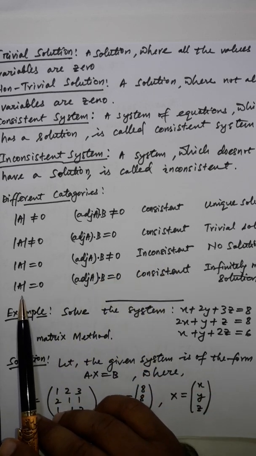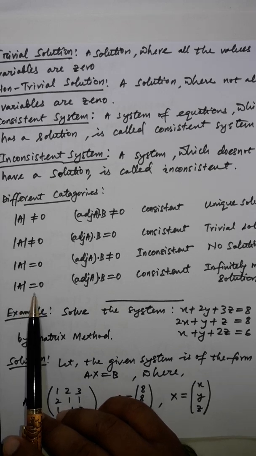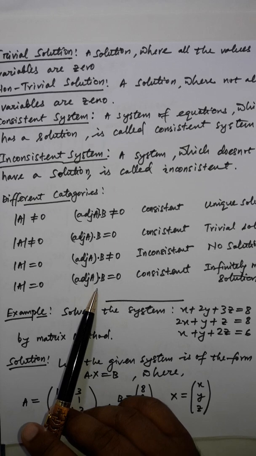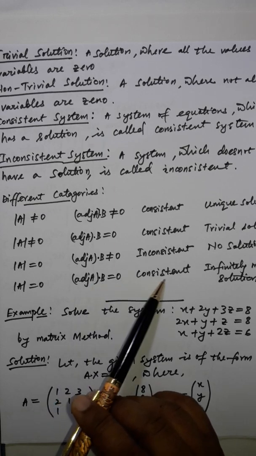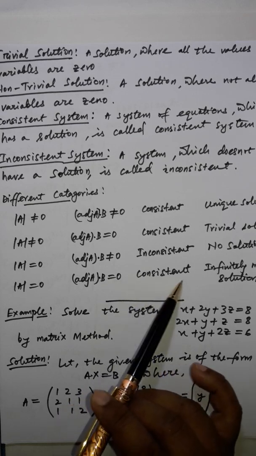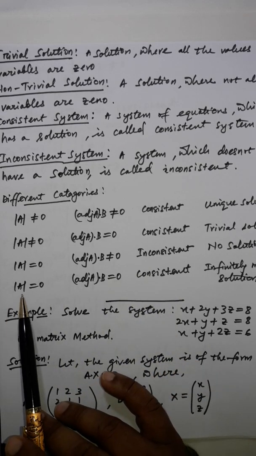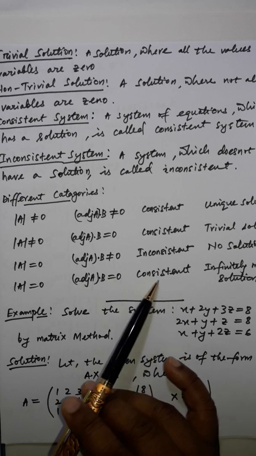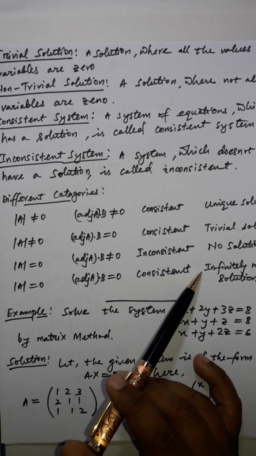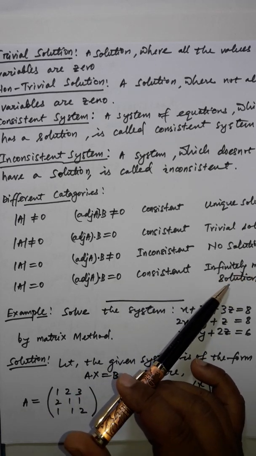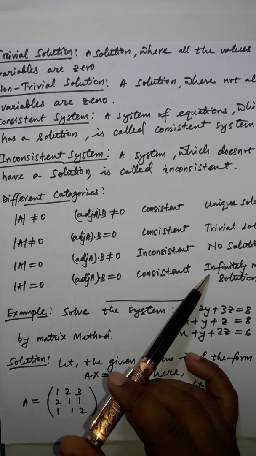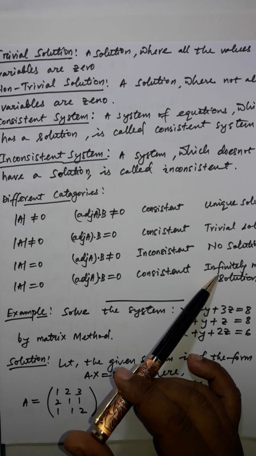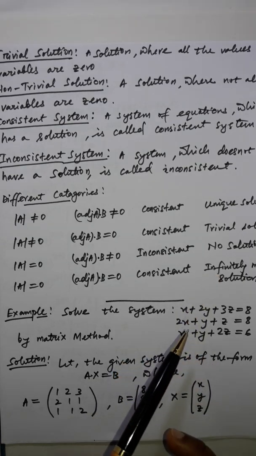Now the fourth category says that if the determinant of A is 0 and the product of the adjoint of A with B is also a 0 matrix, then also the system is consistent. That means here also you will get a solution, even though the determinant of A is 0. The system is consistent, but it will have infinitely many solutions. That means you will get an uncountable number of solutions in this case.